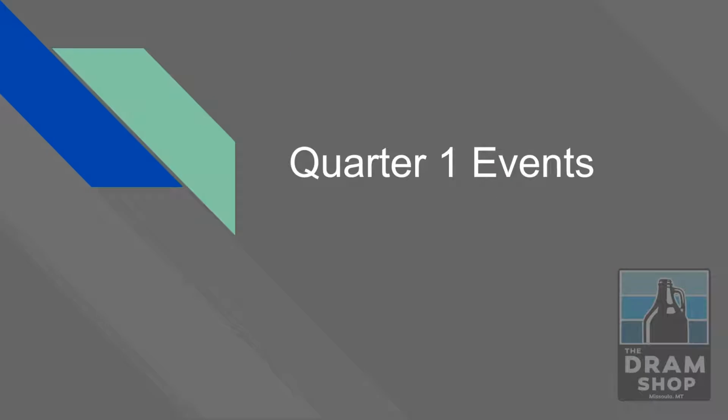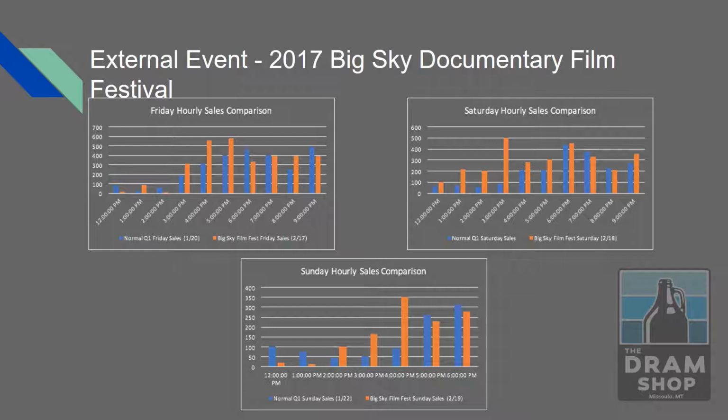For our quarter one events, we did an internal event, internal to the Dram Shop, and an external event. For the external event, we did the Big Sky Film Festival. We found that the Big Sky Film Festival did have an effect on sales. Here we have the Friday, Saturday, and Sunday hourly comparisons.